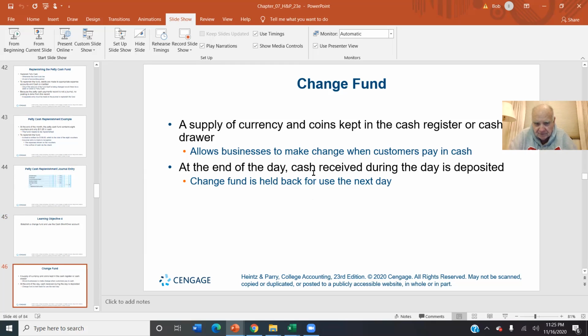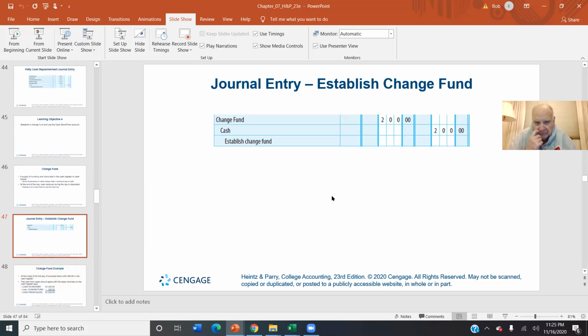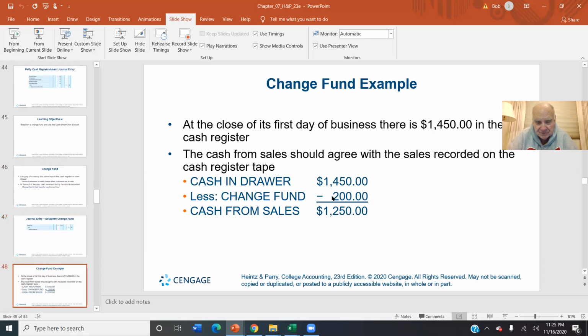And then at the end of the day, you receive cash, and we're going to count the cash and record our revenue. So look at this. It came out perfectly. Oh, I'm sorry. That's to, I was way ahead of myself. That's to record the fund. We debit the change fund. We credit cash. Okay. So now we have 3 cash accounts. We have cash, petty cash, change fund.